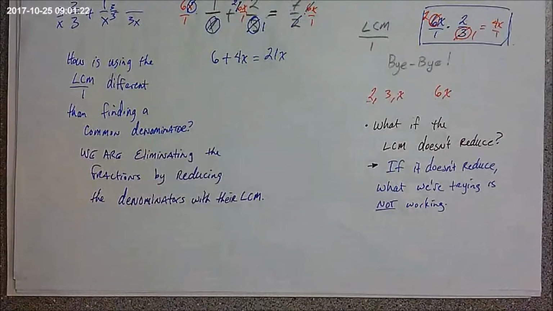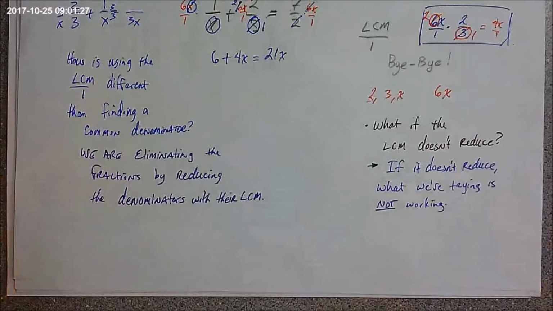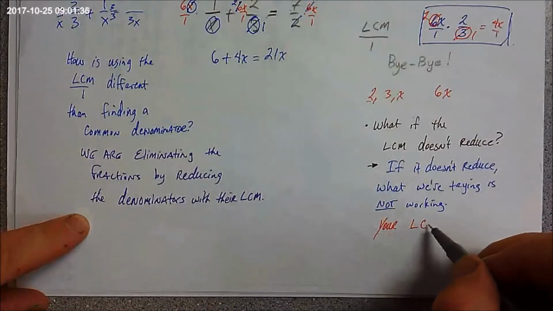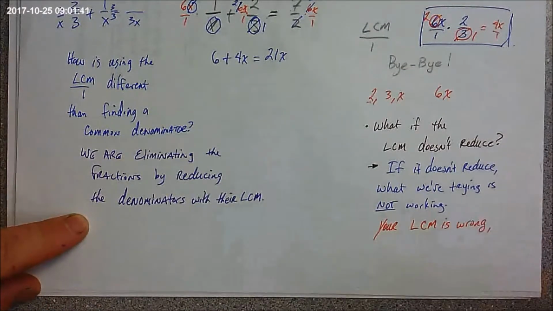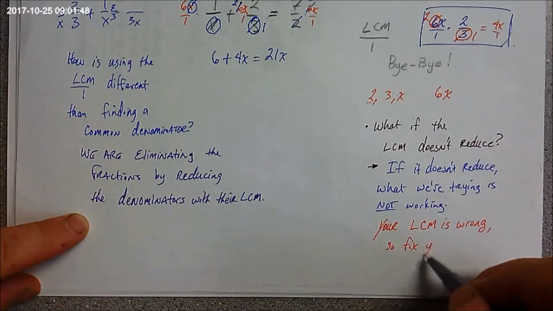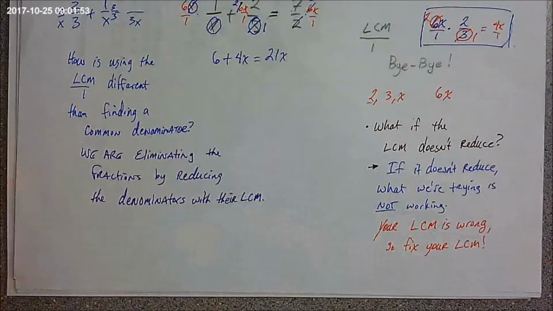So what should you do? Why does it not reduce? Why is it not working? Do you know, Alyssa? Dang, you can listen, huh? So what should you do if your LCM is wrong? Figure out what's the least common multiple. That's right. You have to fix your LCM. Maricela, that was a great, fantastic question.